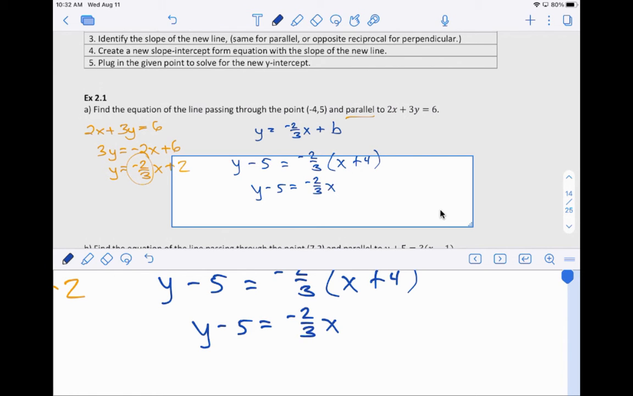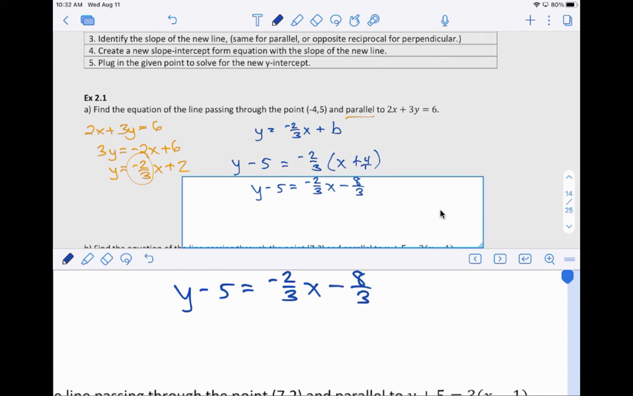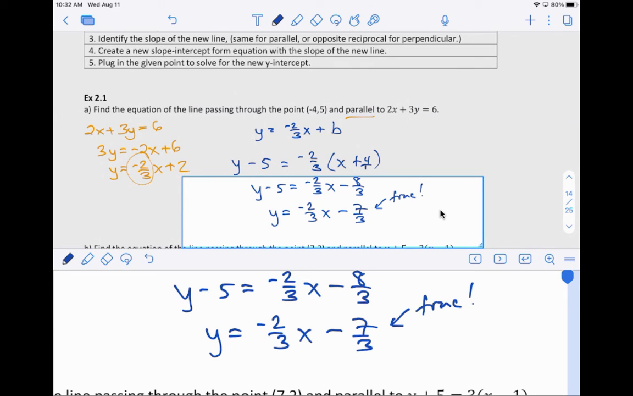Notice that same slope, and then 8/3. Remember, when you're multiplying fractions, just multiply numerators and denominators. So 4/1 times 2/3 becomes 8/3. And then add 5 to the other side. Let's see. How many thirds is 5? 15 thirds, so 15/3 plus 8/3 is 23/3. And again, if you need to review your fraction math, please come see me. But that would be our new equation that runs through this point.